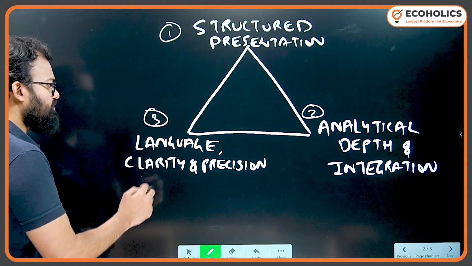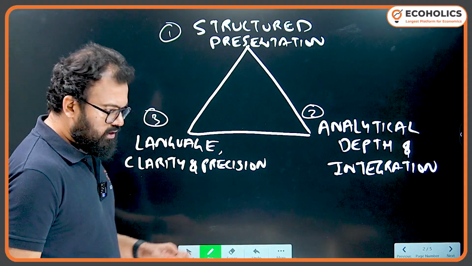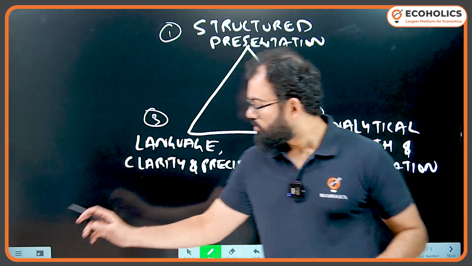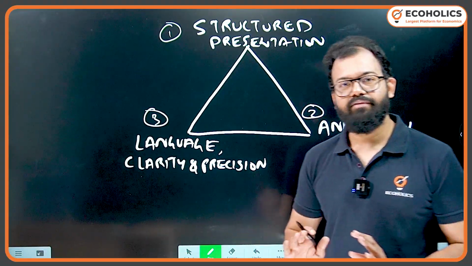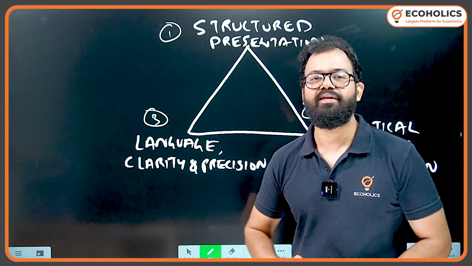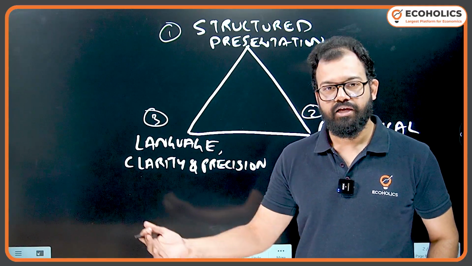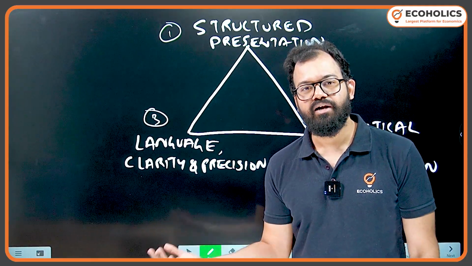Third one is language, clarity and precision. These 3 things are very important. Here, language means whatever language you are writing, it should not have very high vocabulary in English, but it should not be very simple generalized English either.